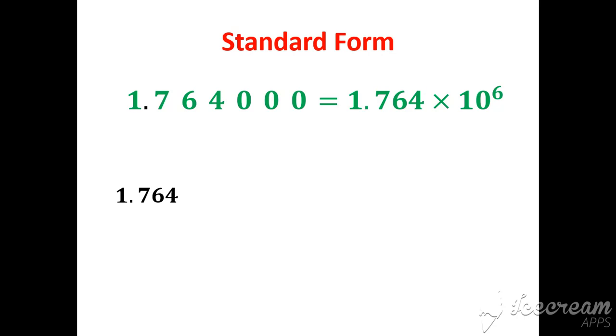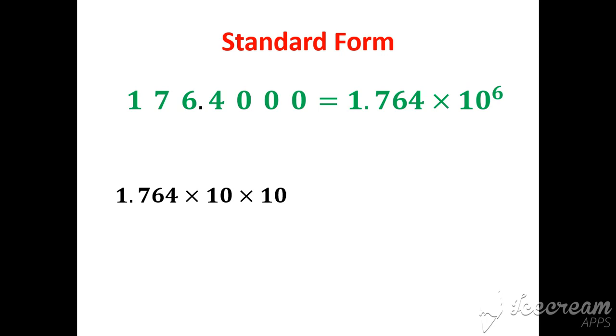So we're going to write 1.764. Now we don't write any zeros at the end because they are not significant. So we only write 1.764. Now, when we move the decimal point once, we multiply it by 10.